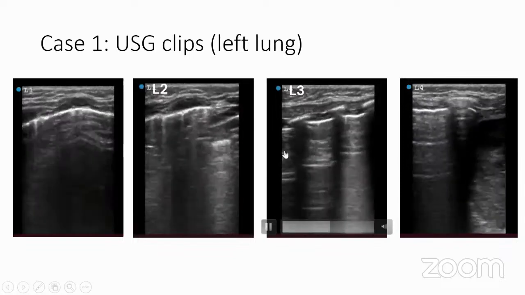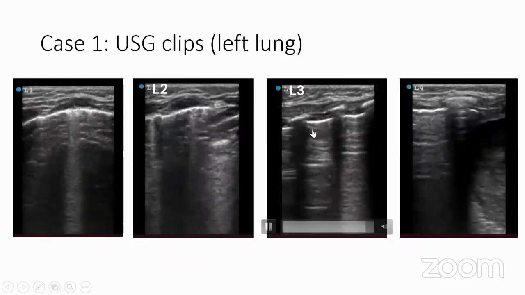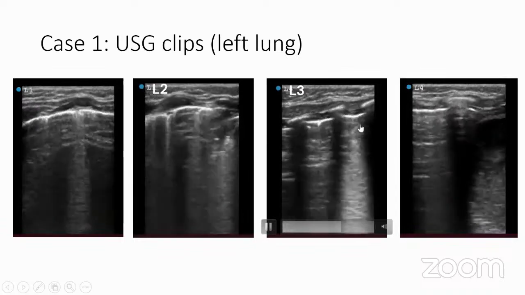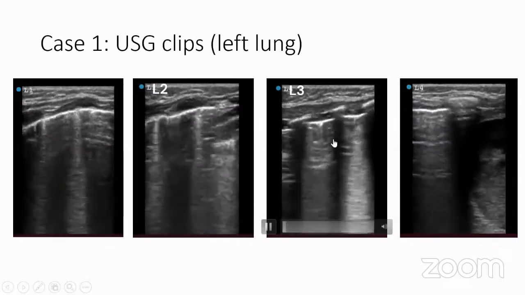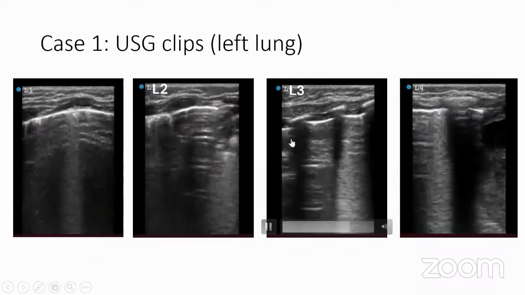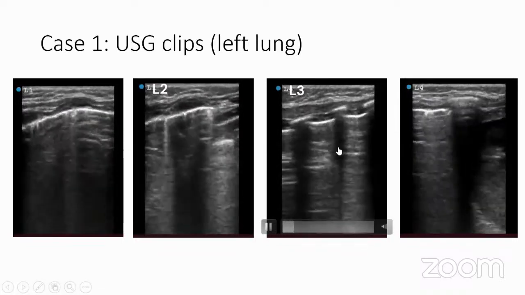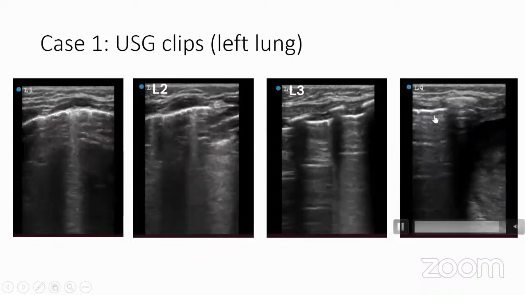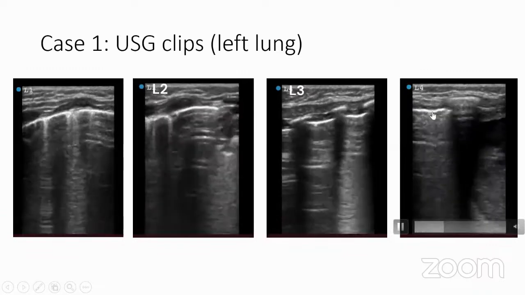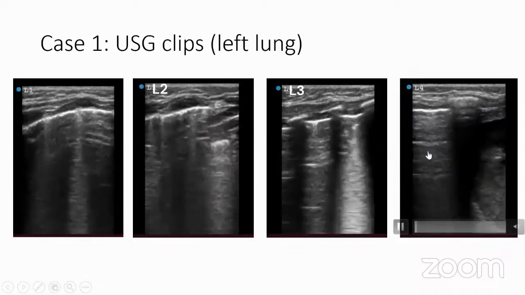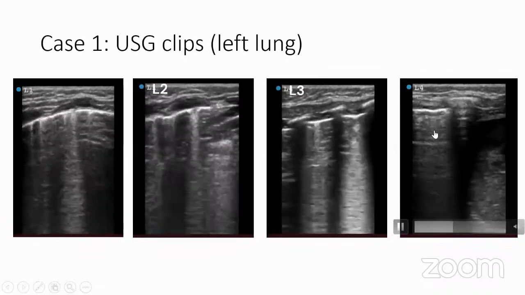Coming to L3, I suspect that there's an area where the upper part is well aerated and there's wetness which appears in the lower zones. As per my interpretation, I think this is a double lung point. The upper part is well aerated and there's some interstitial edema or fluid in the lower parts. If I come to L4, the stomach image is also coming in, but the lung portion which I can see is well aerated. There are multiple A lines, and I would classify this again as A profile predominantly.